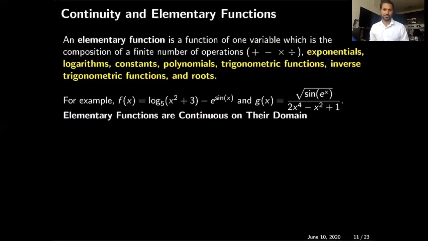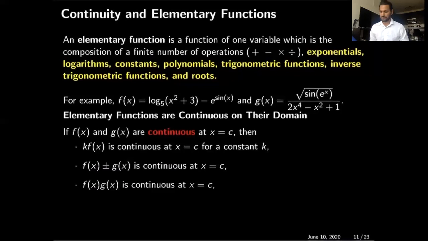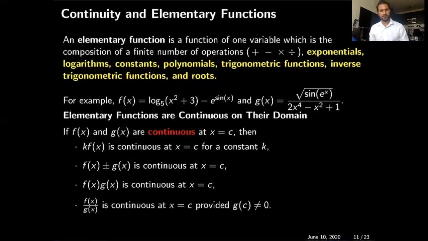So if somebody asks you to calculate the interval of continuity of an elementary function, all you have to do is calculate the domain of the function. There are some properties of continuity which are here. If two functions f and g are continuous at x equal to c, then a constant times a continuous function is also continuous. Addition and subtraction of two continuous functions is continuous. Multiplication of two continuous functions is continuous. The division of two continuous functions is continuous, provided the denominator function is not 0 at that point.